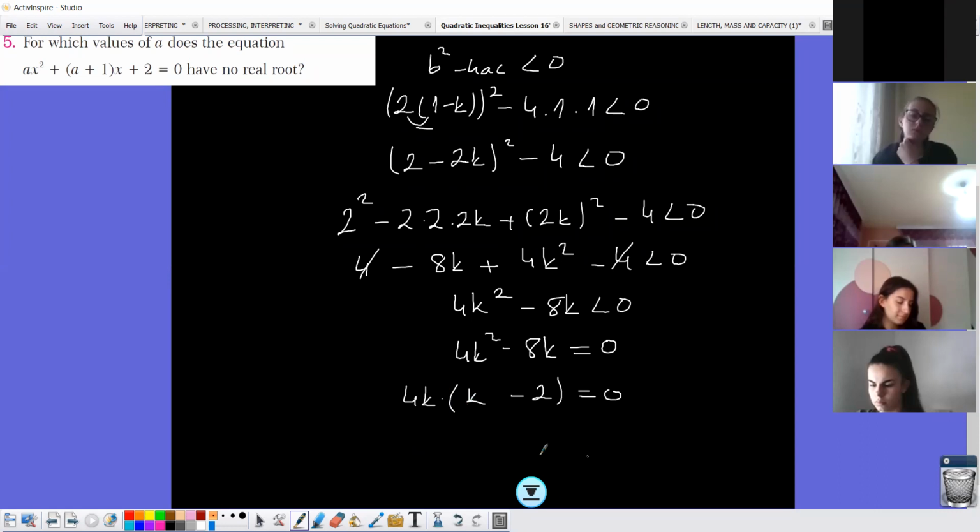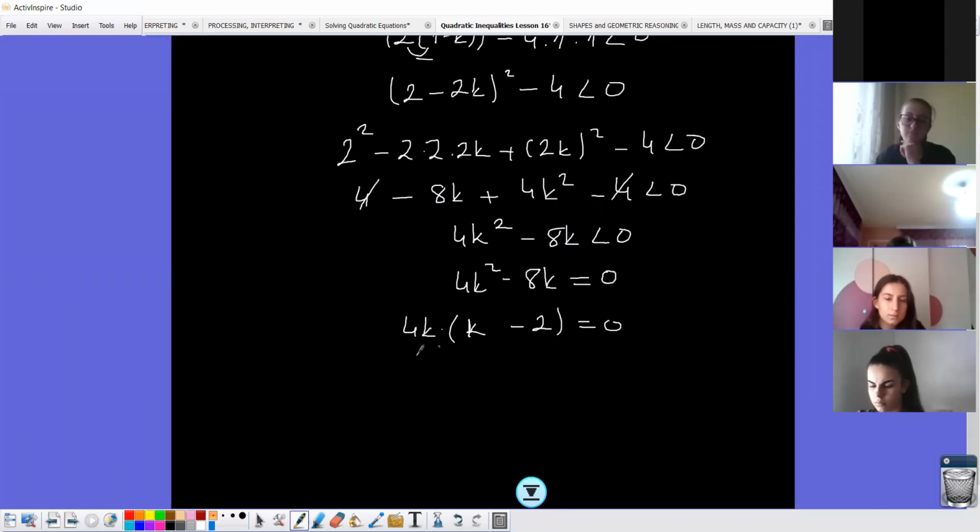Then, Elsa, what will be the values of k here? How will we find the k's? The k values, we need to find the k here. When 4k times k minus 2 is equal to 0, what will be k? I mean, we will have some k values. We had 4k squared minus 8k, and then we factorized it. Now we need to find k1 is equal to something, k2 is equal to something.